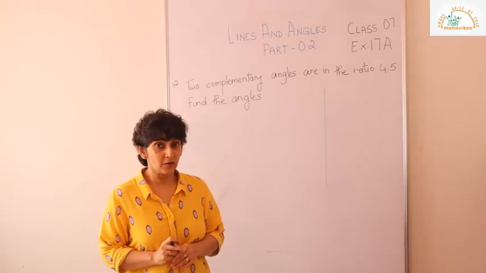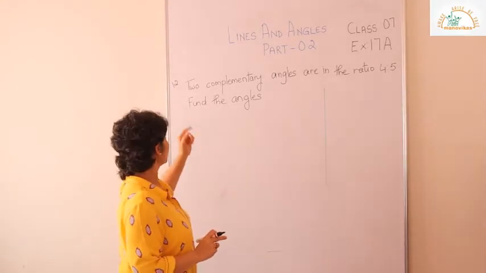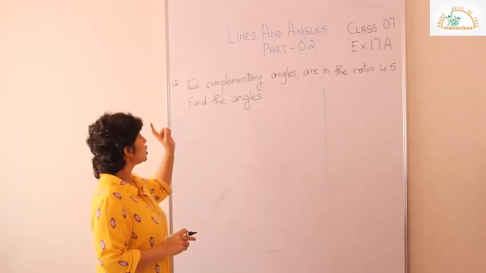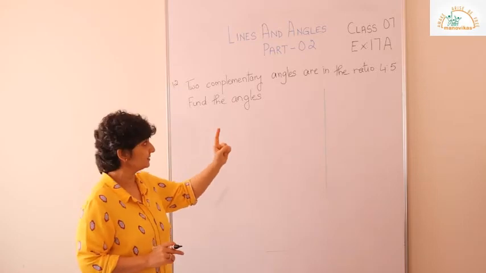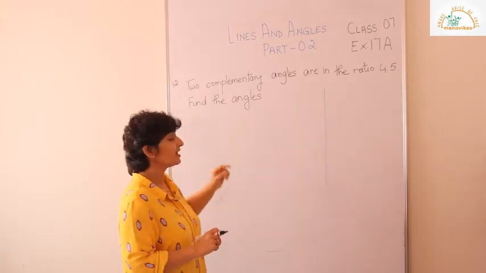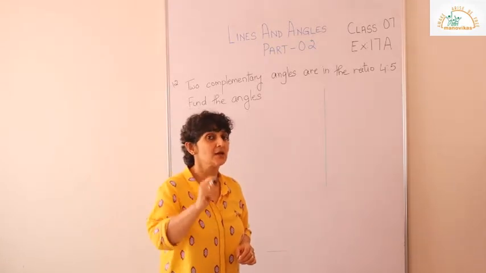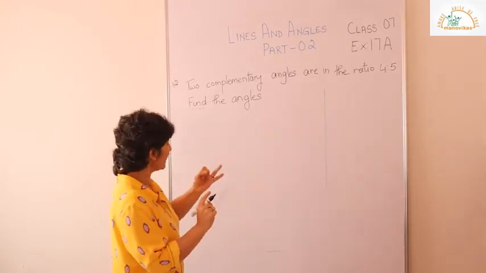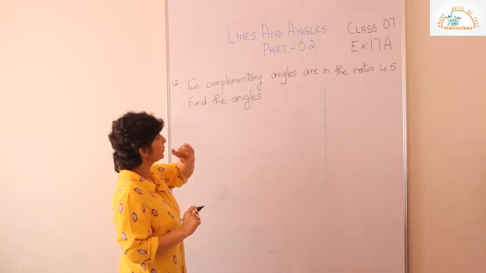Now children, I hope your textbooks are with you. So let's read the 12th sum. Come on, let's read it together. Two complementary angles are in the ratio 4:5. Find the angles. We have done ratios. Now you know what complementary angles are. So here, how do we go about it?